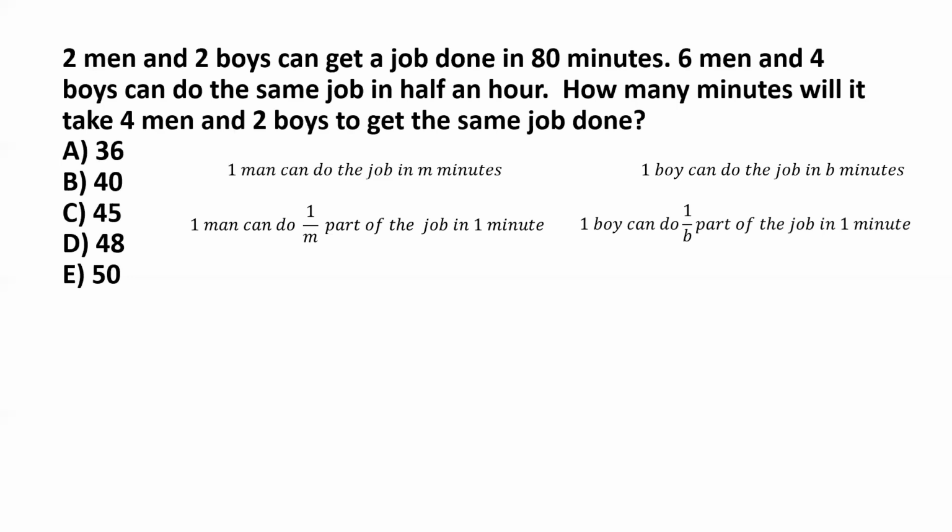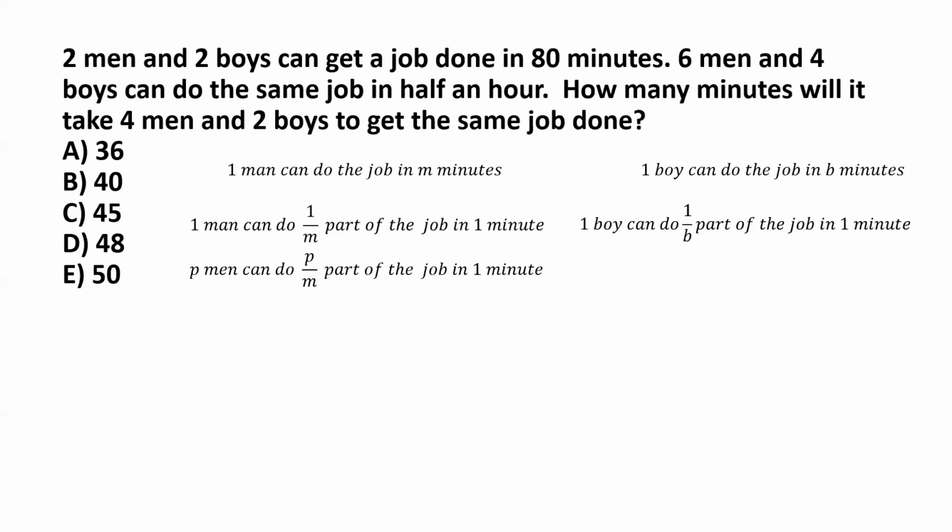Next, we consider the effect of having more than 1 man. So instead of 1 man, if I have say p men, a greater part of the job now gets accomplished. So p men, and again this is p men working by themselves, no boys, can do p by m th part of the job. So now a greater part of the job gets accomplished in 1 minute, and how much greater? Well, we multiply by p.